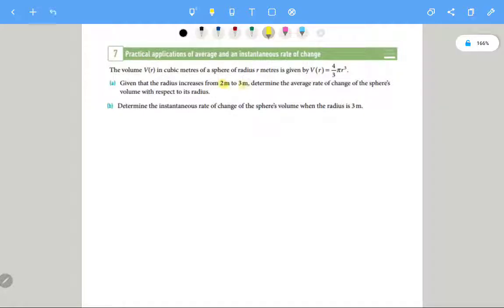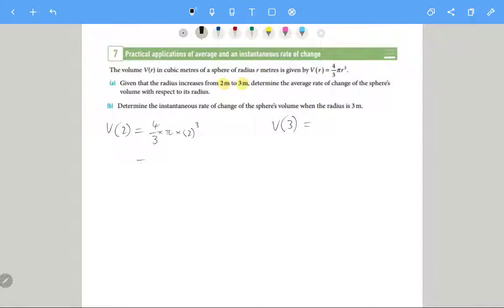So these are the endpoints, and we're working out the average rate of change, which first of all means we need to work out the matching coordinates that go with it. So we need to work out V of 2, and we also need to work out V of 3 to do the average. So let's do that.